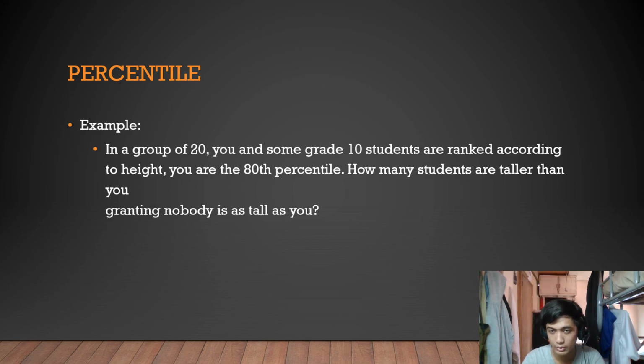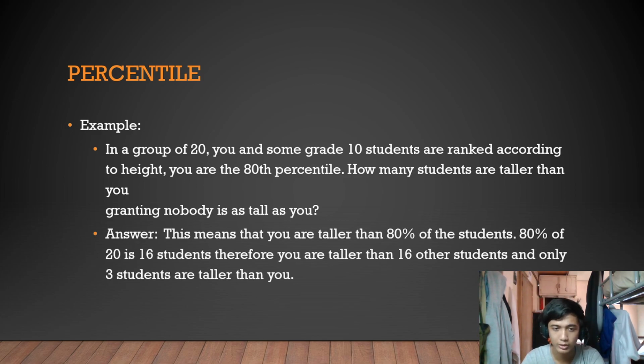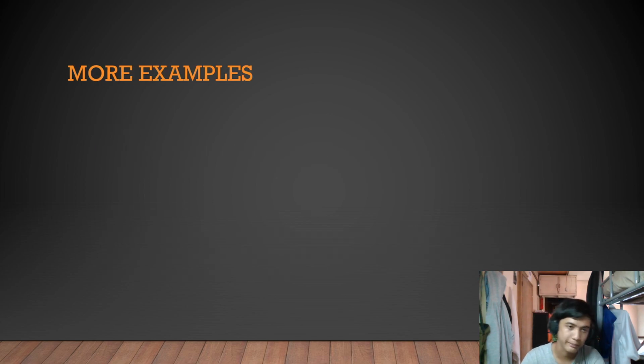Now there are only 20 students. That would mean that there are only 3 students that are taller than you. 20 minus 17, 3 students that are taller than you. I hope that is clear, but so that you can understand further this topic, let's have one last example.